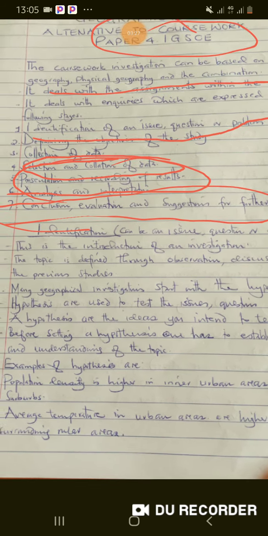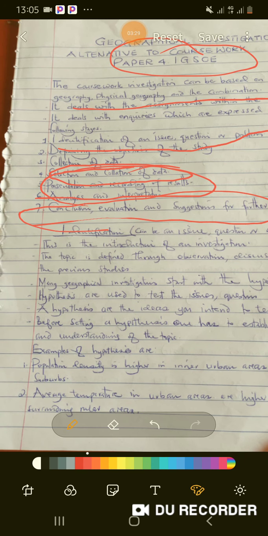In this case, under paper 4 IGCSE, it is an investigation, but most of the work has already been done. You've just been given an assignment of whatever one has already done. You're just going to be asked. In so doing, let us be analyzing each and every topic among the 7.